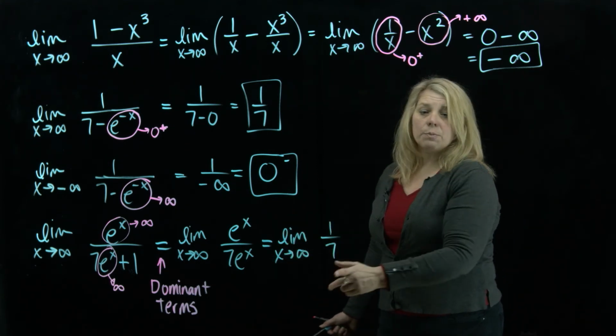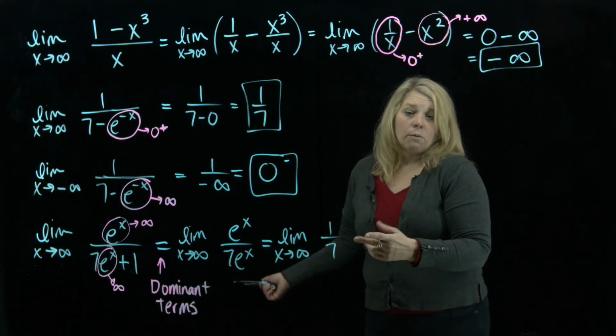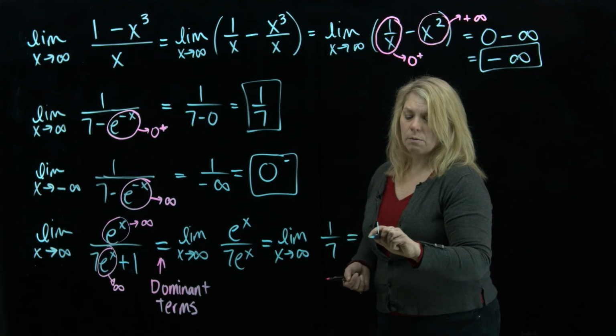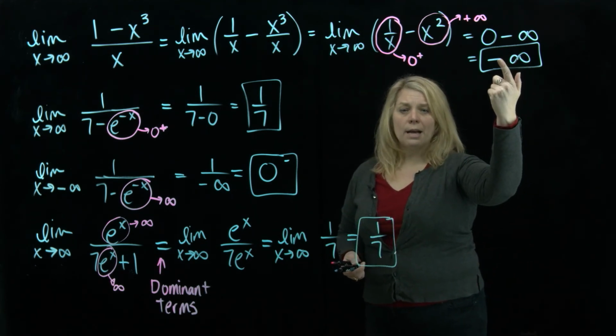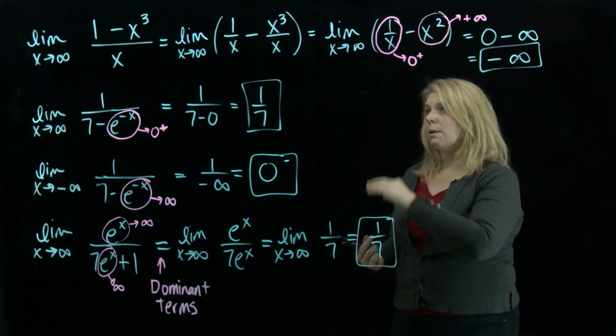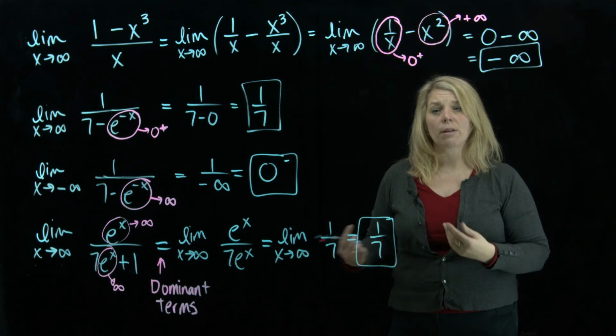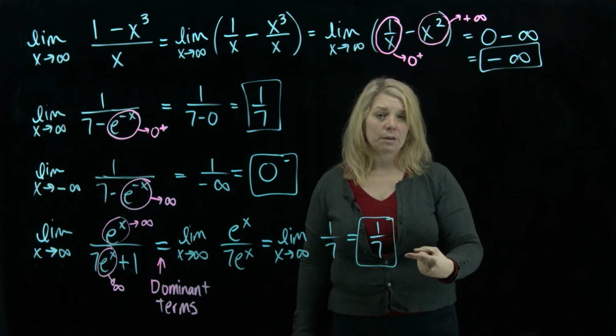All right, and now it's pretty easy to think about this. As x grows large without bound, 1/7 stays 1/7. So this limit is 1/7. And I want to just contrast that problem with the first one we looked at. So both the first one and the last one had functions where both the numerator and the denominator grew large in size, but notice the difference in the kind of answers we got to both of those problems.